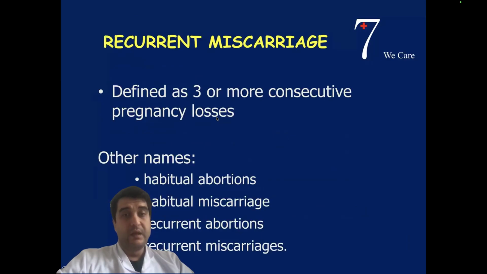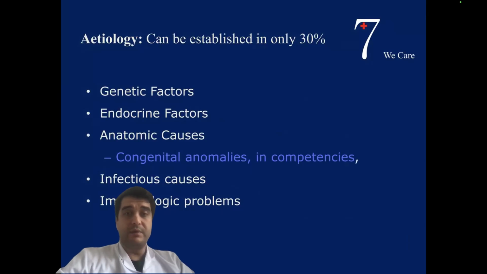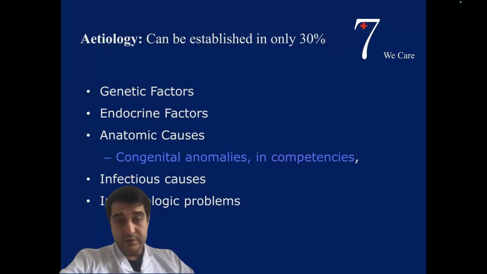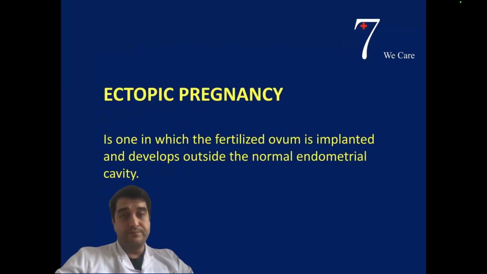Recurrent miscarriage is defined as three or more consecutive pregnancy losses. Other names are habitual abortion, habitual miscarriage, recurrent abortion, or recurrent miscarriages. The etiology can be established in only 30%. It may be genetic factors, endocrine factors, anatomic causes, congenital anomalies, cervical incompetence, infectious causes, and immunologic problems.